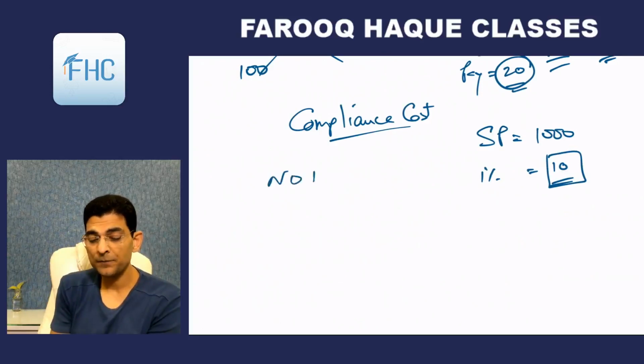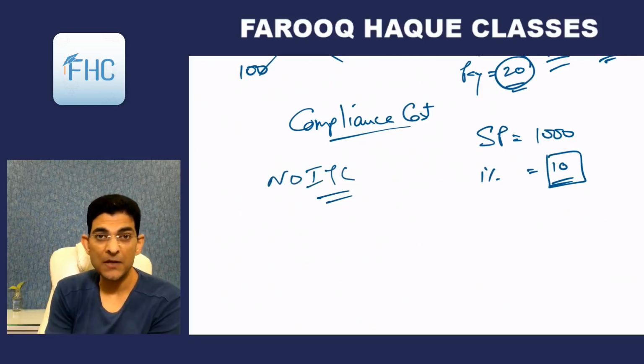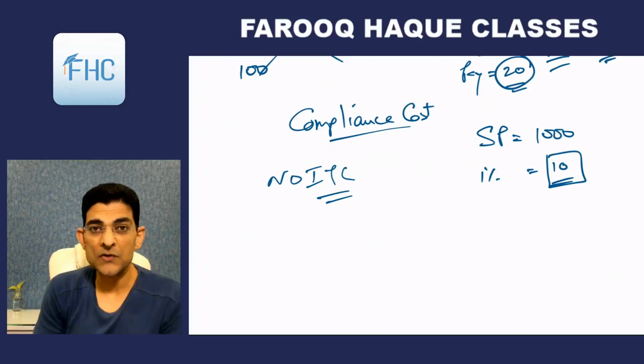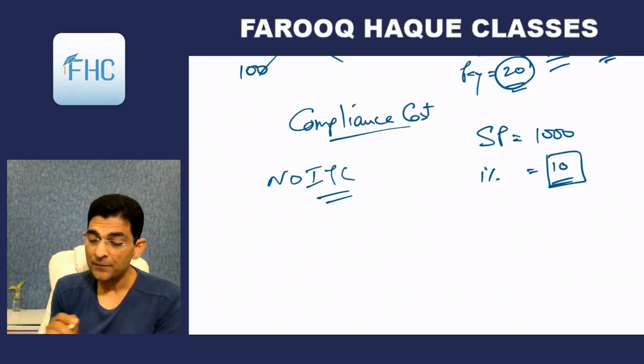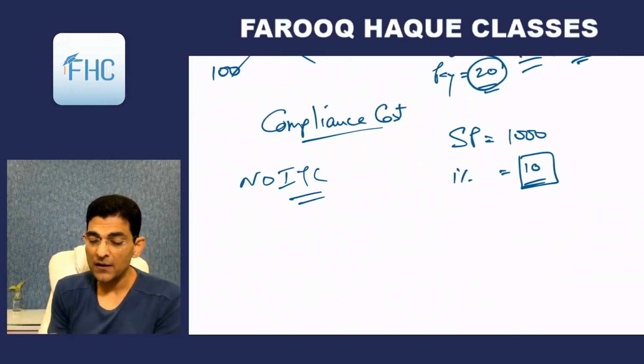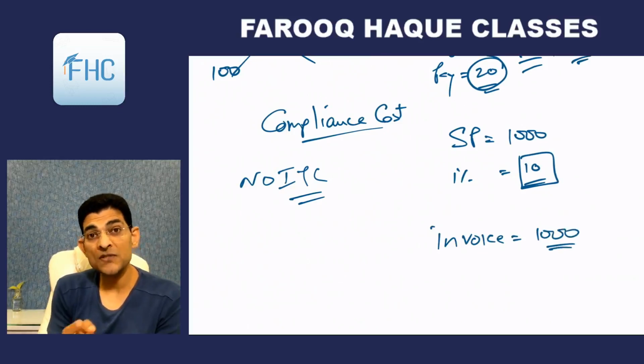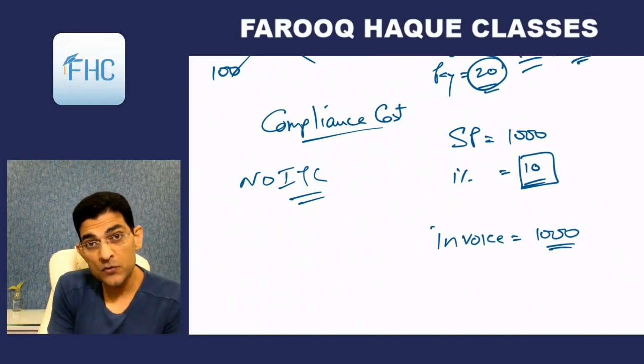No ITC on inputs or input services or capital goods, as the case may be. No ITC at all. And you have to pay just a percentage of your sale price. And this amount that you are paying here cannot be shown in your invoice. So your invoice will be of 1000 rupees only. And this 10 rupees at the rate of 1% you have to pay separately out of that 1000 to the government. So that's your inside information.